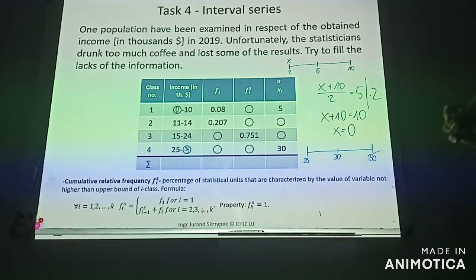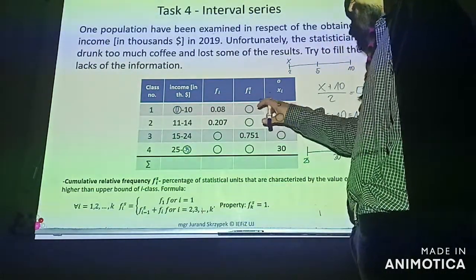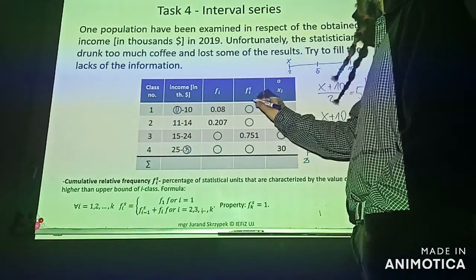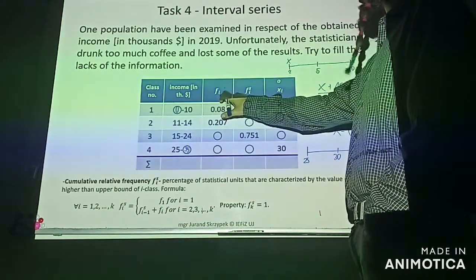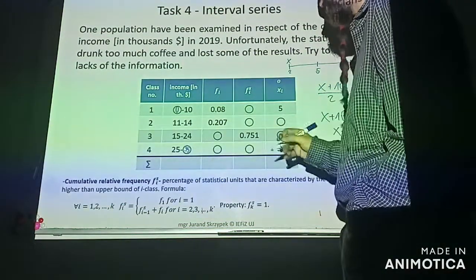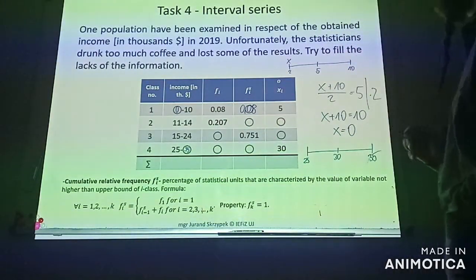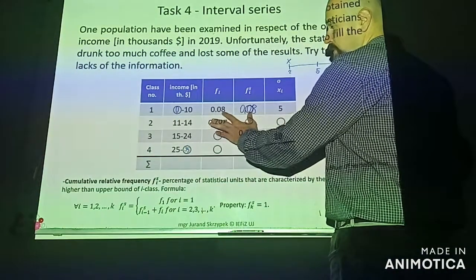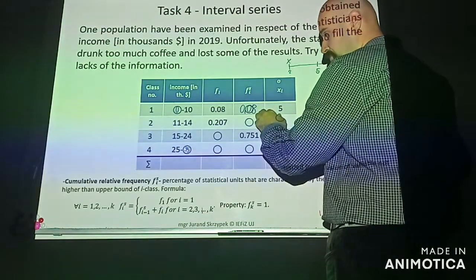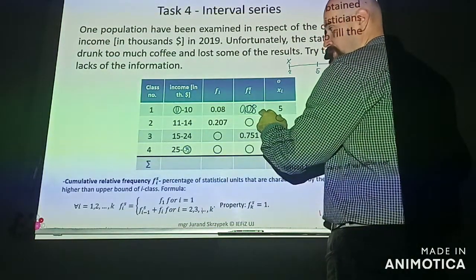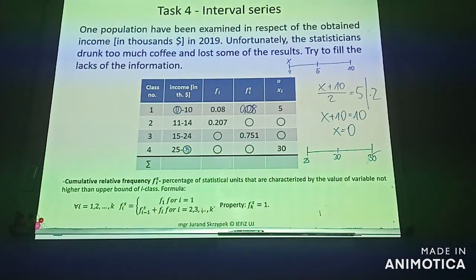Okay, let's move on to the third column. Here we know that the first relative cumulative frequency is equal to the first relative frequency. So the values are the same here, 0.08. So it answers the question, what is the percentage of people characterized by income not higher than $10,000?